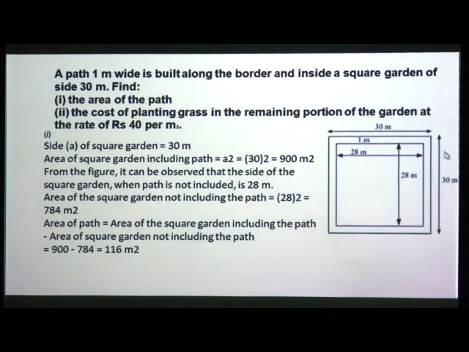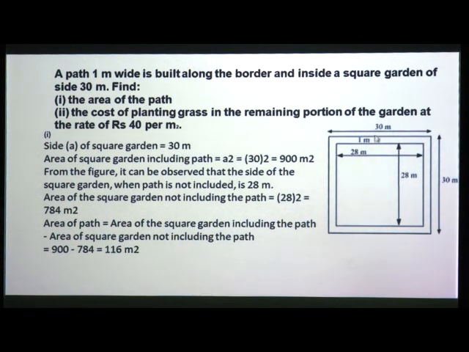Now, this is the square garden whose all the sides are equal, which is 30 meter, 30 meter. We have to build a 1 meter border inside the garden. So, this width is 1 meter, here is 1 meter, here is also 1 meter. If we draw this after leaving a 1 meter border, we will get such a square. So, what will be the side of this square?